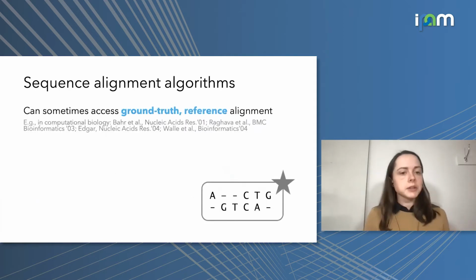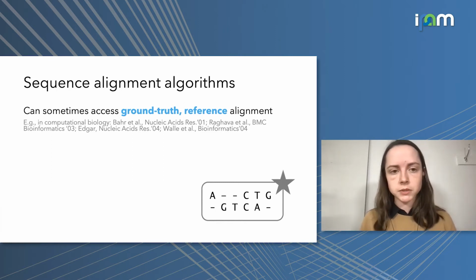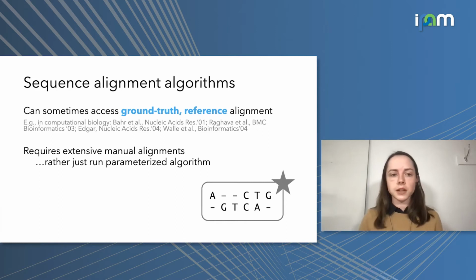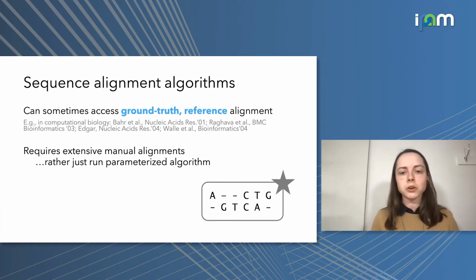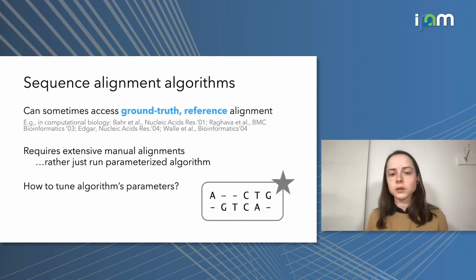So in sequence alignment, we can sometimes access some ground truth reference alignment. So this is true, for example, in computational biology applications sometimes. However, accessing this ground truth alignment requires extensive manual alignments by some domain expert. So we'd rather just run that parameterized dynamic programming algorithm from the previous slide. But this raises the question, how should we tune that algorithm's parameters?